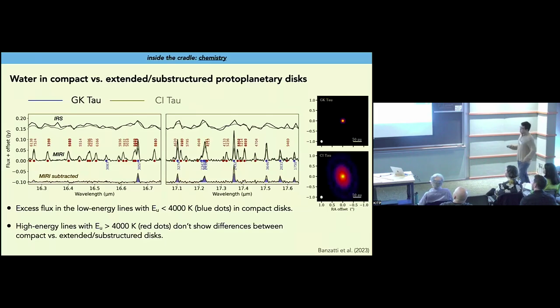So these blue ones are showing the water lines that have low upper state energy level, below 4,000 K. The red ones are high energy lines with upper energy state above 4,000 K. So you need high temperature for these ones to excite. You need low or intermediate temperature to excite these lines. And you see consistently, we see more of these low energy lines in the compact disk than the larger disk.